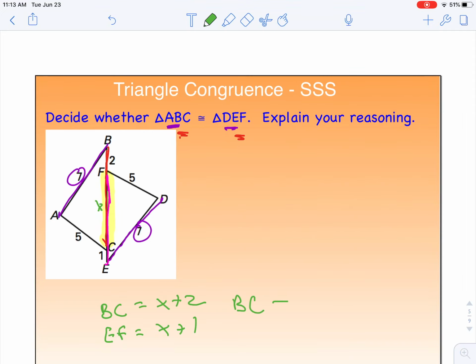So BC, that segment, is not congruent to EF because whatever X is, one time you're adding 2 and the other you're adding 1, so they won't be congruent. So no, our triangles are not congruent.